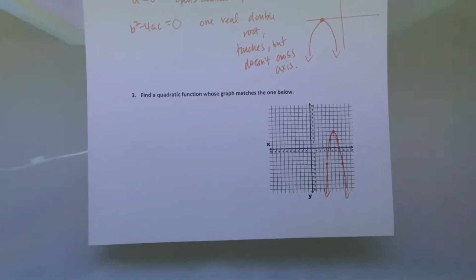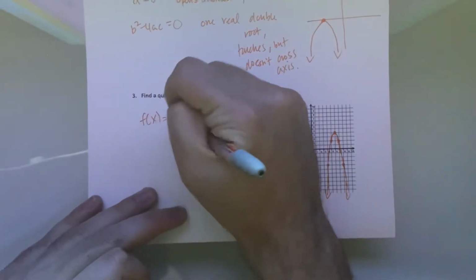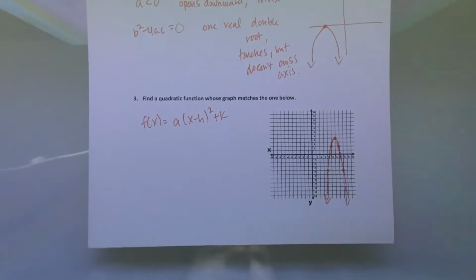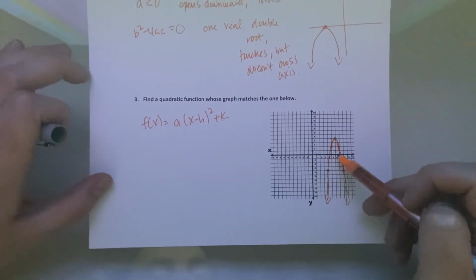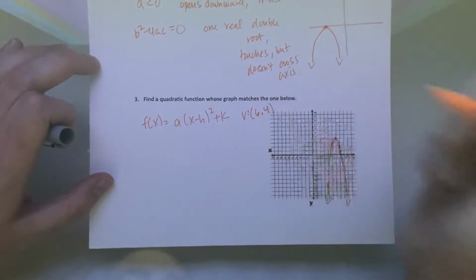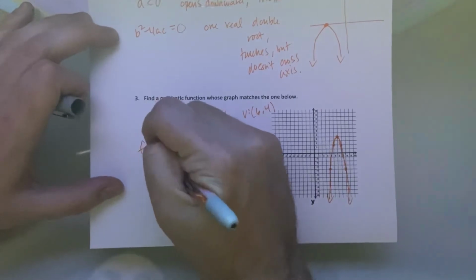Okay, so let's continue. Quadratics in 3.1. Find a quadratic function whose graph matches the one below. I would suggest you do it in the a times (x minus h) squared plus k form because the vertex is really easy. Now if we look at this, our vertex here is (6, 4), which means that my h and k are 6 and 4.